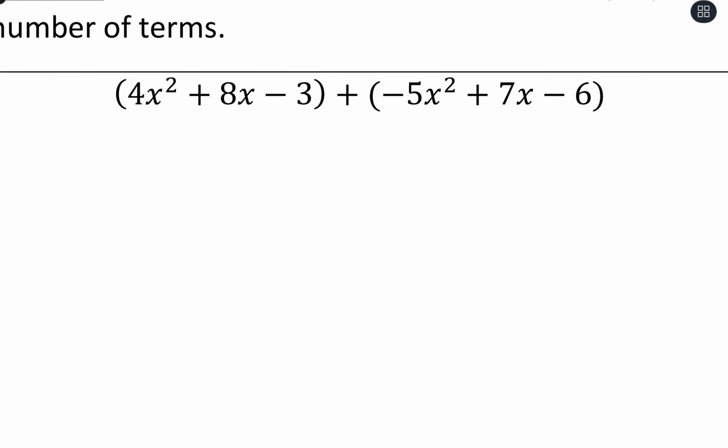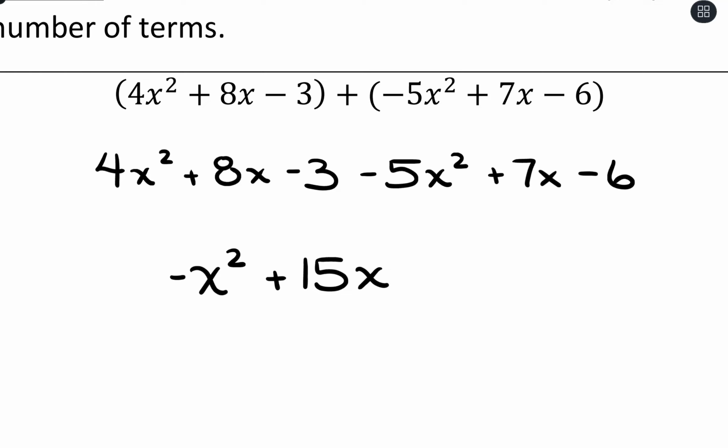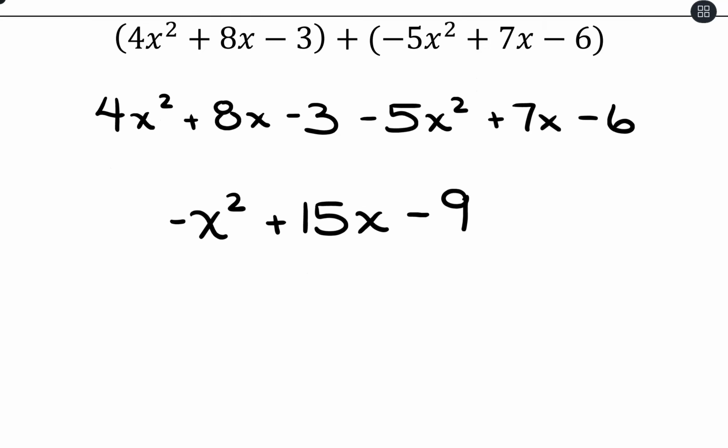So with addition, basically the parentheses fall away. So this is going to be 4x squared plus 8x minus 3 plus -5x squared, which would be the same as minus 5x squared, plus 7x minus 6. Then we're going to go looking for like terms. So I have 4x squared minus 5x squared, so -x squared, plus 8x plus 7x, so plus 15x, minus 3 minus 6, so minus 9.